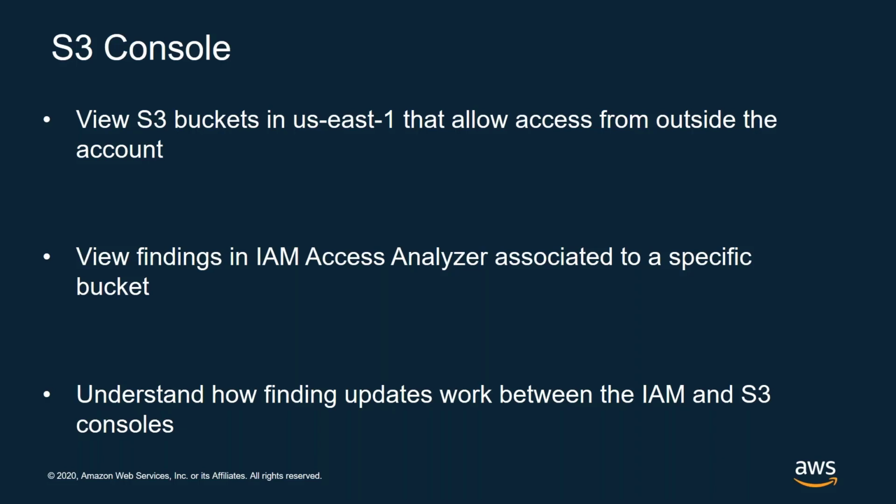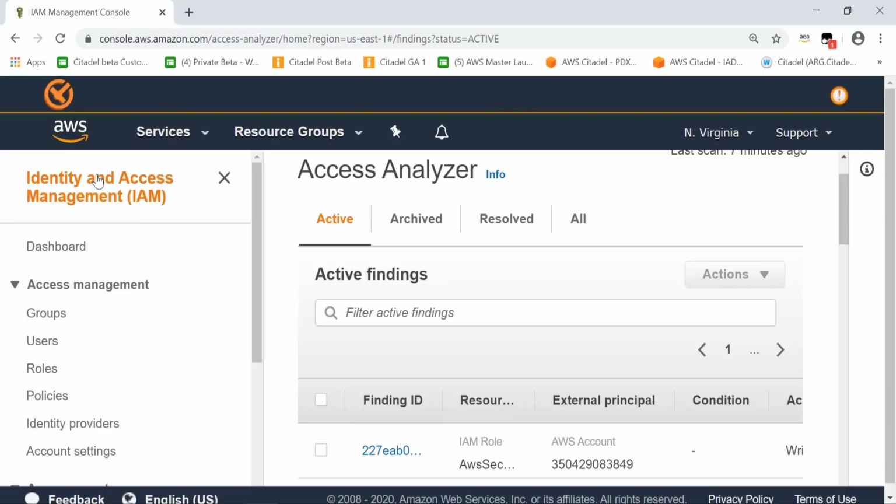So in this second demo, what I'm going to do is view all the S3 buckets in US East 1 that allow access from outside the account. I'm going to see what is an easy way to view the associated findings in IAM Access Analyzer with respect to a specific bucket instead of filtering them on the Access Analyzer side. And then I'm also going to do an experiment and show you how the findings on the IAM Access Analyzer side are coordinated with the information shown on the S3 side. All right, so I'm back here. Let me go to the S3 console.